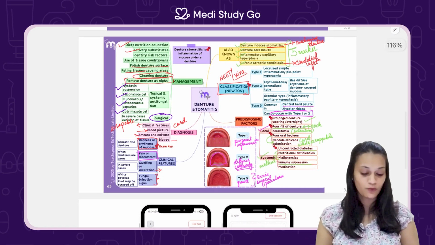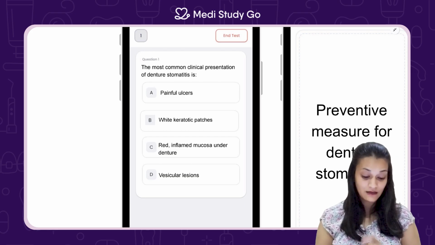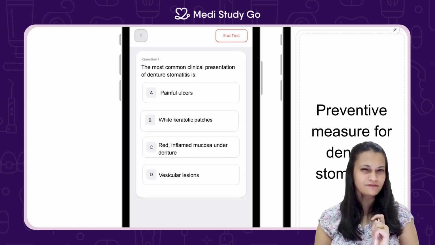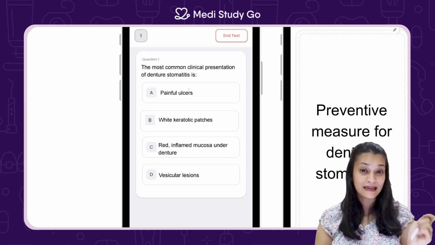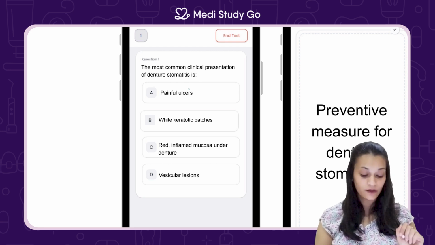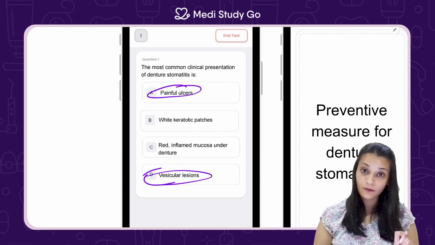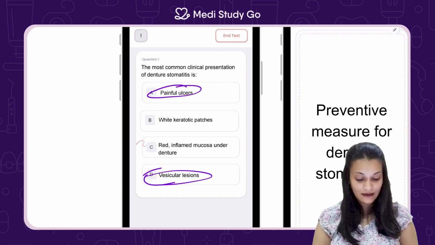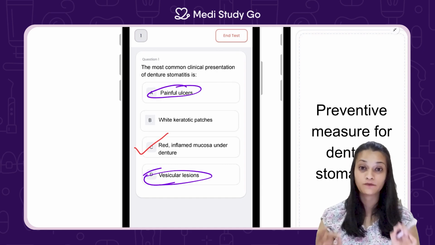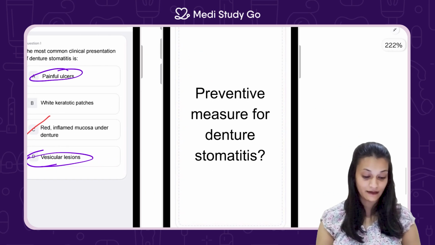I hope you understood it well, and let's just quickly see. The most common clinical presentation of denture stomatitis is painful ulcer. Yes. White keratotic patches? Not really. They are more of scrapable kind of patches. Red inflamed mucosa under denture. Vesicular lesions. So now ulcers and vesicular lesions are present, but the most common thing that will be seen would be red inflamed tissue. It's the frictional keratosis that takes place leading to denture stomatitis.